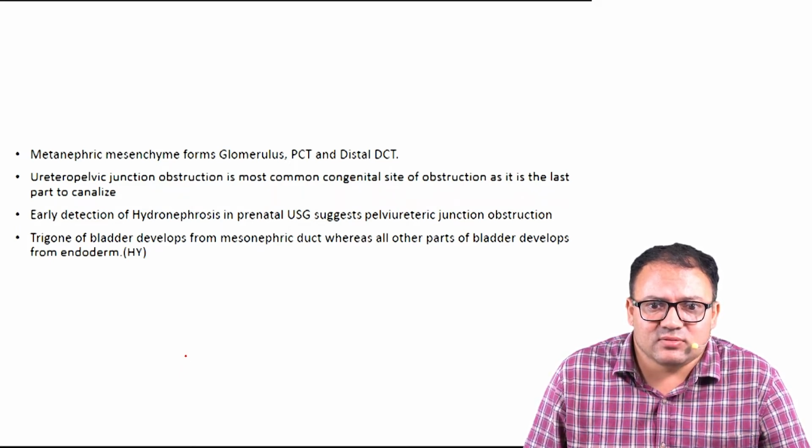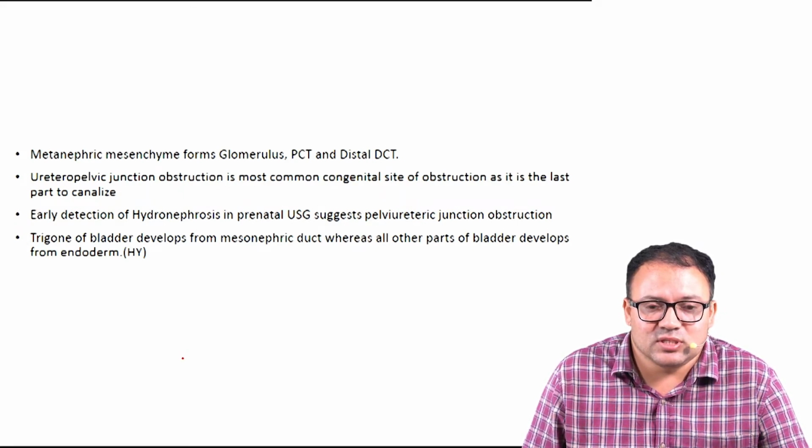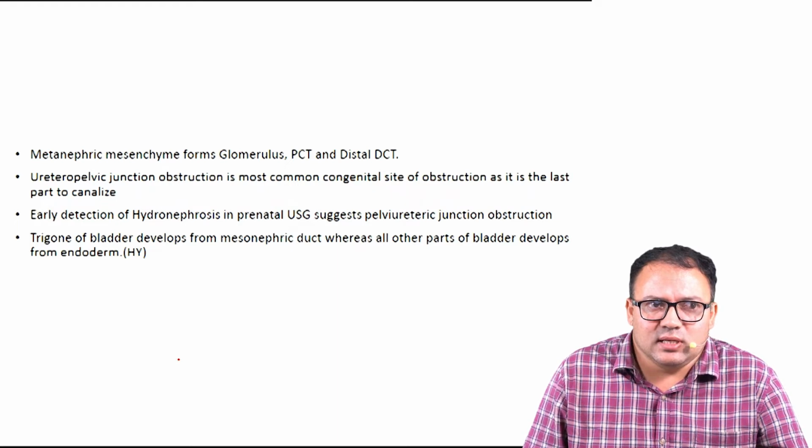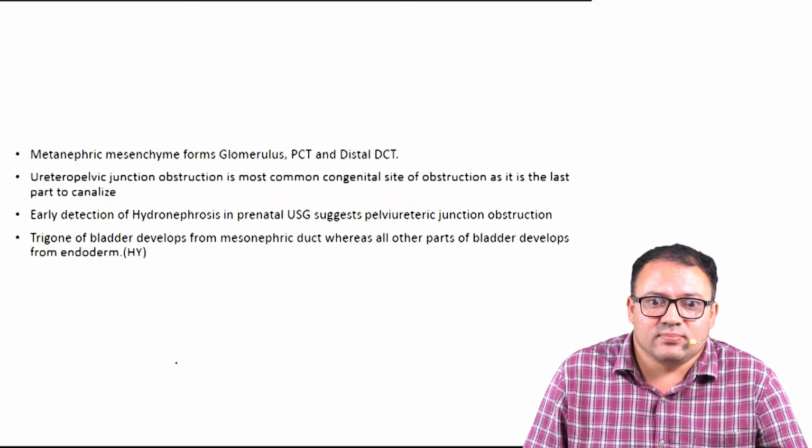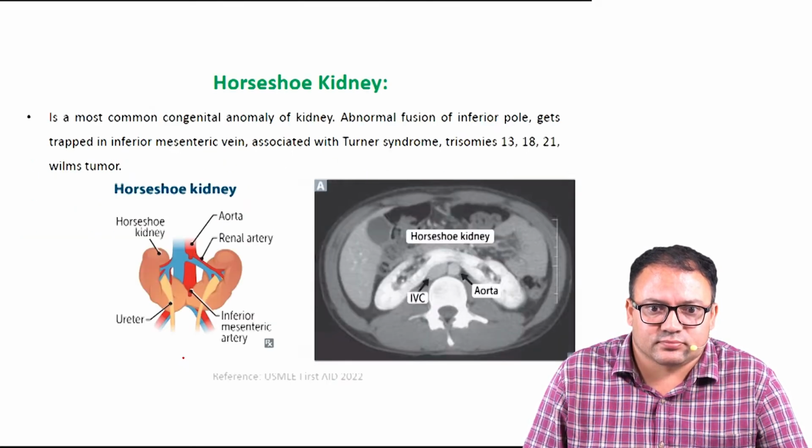Trigone of bladder develops from mesonephric duct, whereas all other parts of bladder develop from endoderm. This is the high yield point. Actually, our bladder develops from the endoderm, but the one part of the bladder that develops from something other than endoderm is the trigone. It develops from the mesonephric duct.